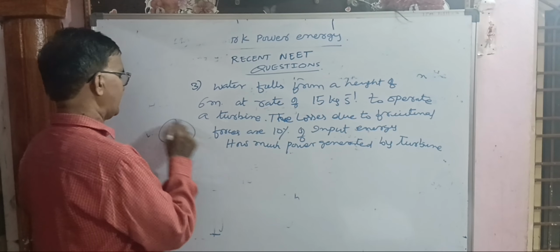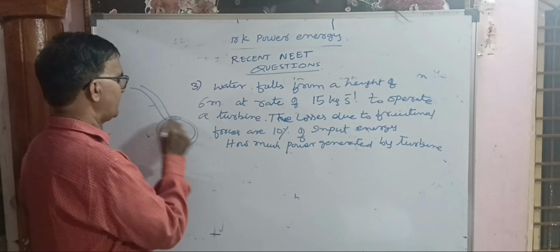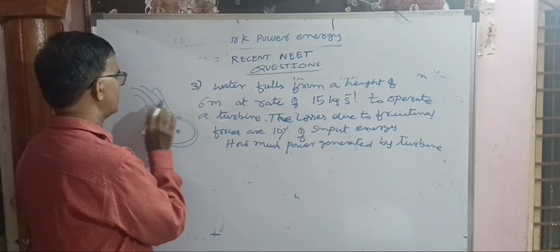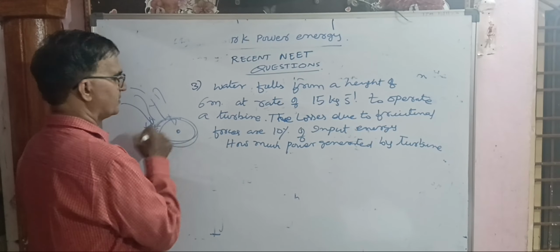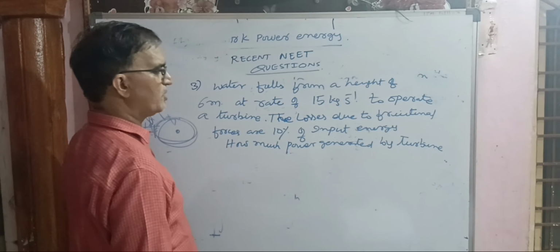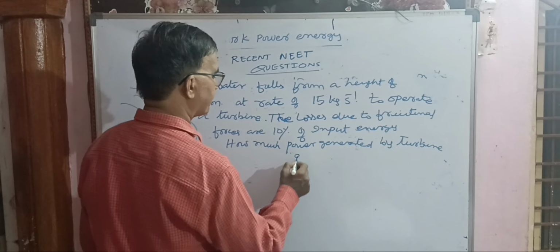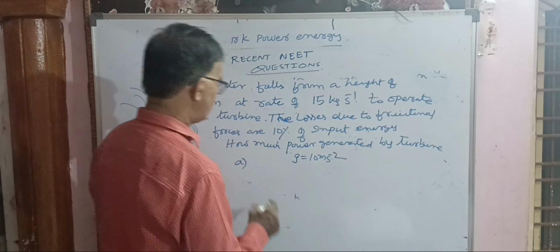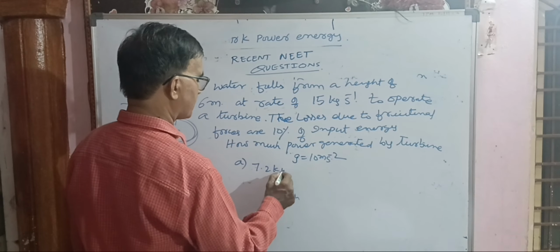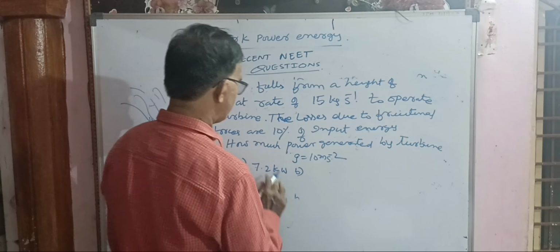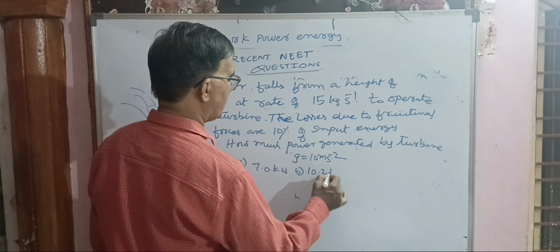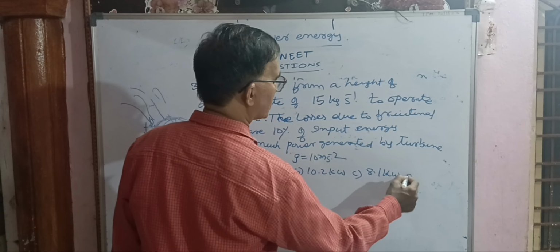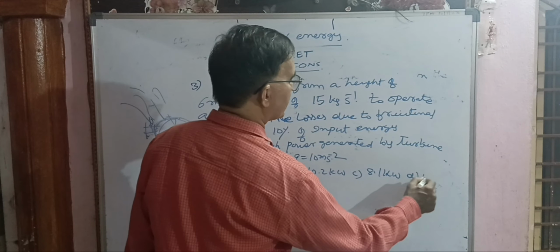You know what a turbine is? It rotates, like water is falling on this, it will rotate. Water falling like this will rotate the turbine and generate current. Take g as 10. Options given here: A, 7.2 kilowatts; B, 7 kilowatts; C, 10.2 kilowatts; D, 8.1 kilowatts; E, 12.3 kilowatts.